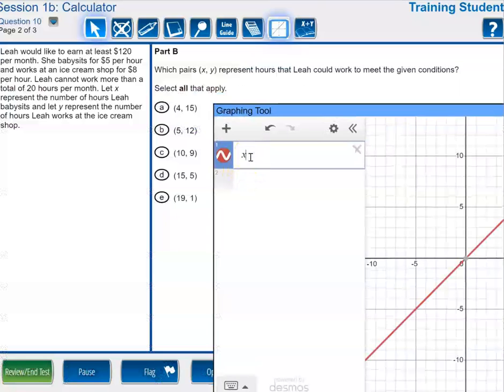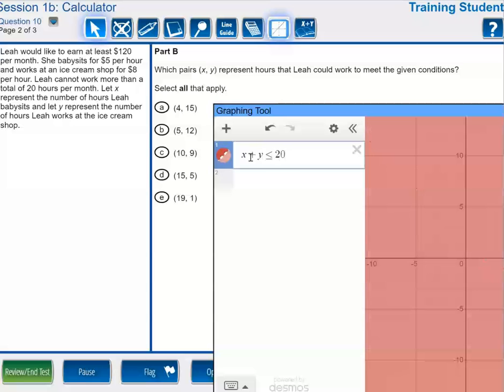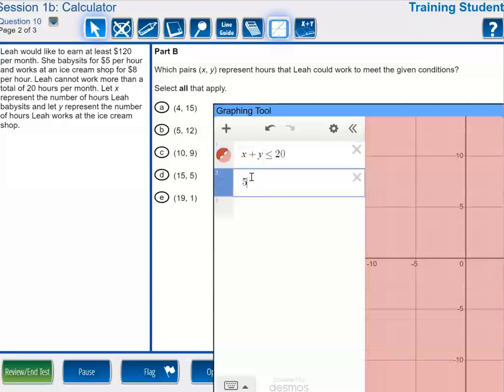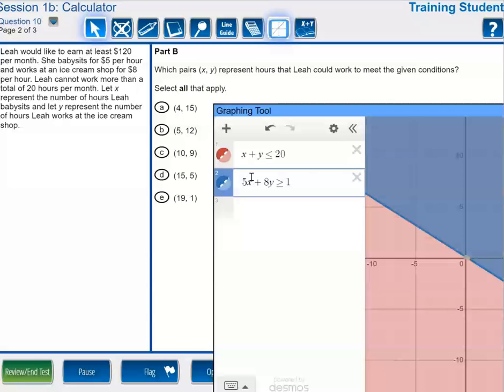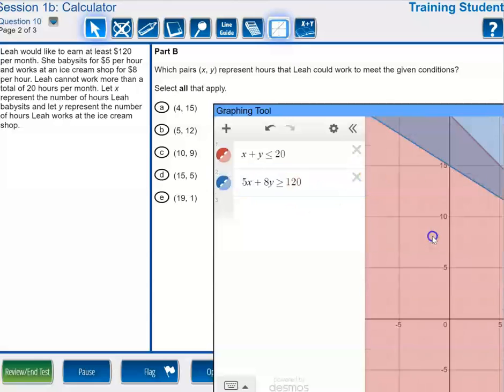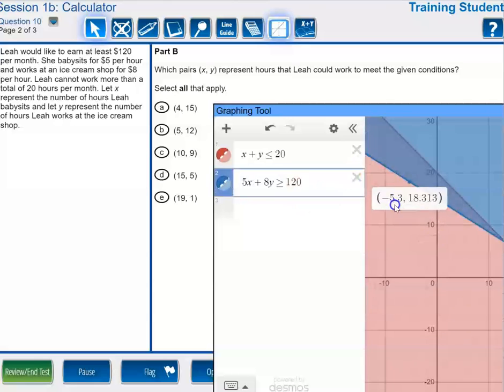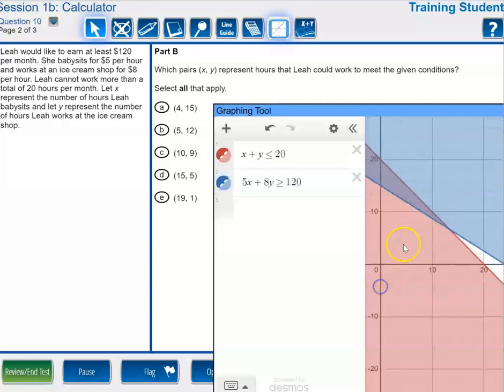So I know I had x plus y is less than or equal to 20. Those were my hours. And then I had 5x plus 8y is greater than or equal to, what was that? 120. And instead of doing all that work, I think I'm just going to go ahead and zoom out and drag down, and I'm looking for these points right here.